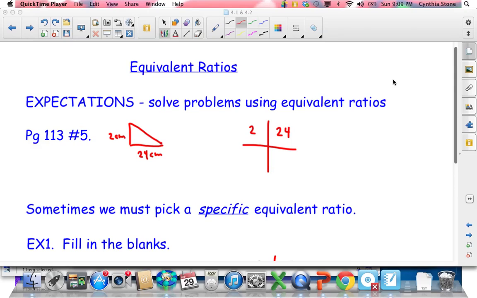We're looking at ratios. Hopefully you're still on day one with your ratios, and we're going to look specifically at equivalent ratios, which is what we started with at the end of the last note. Looking at your textbook, page 113, number 5.